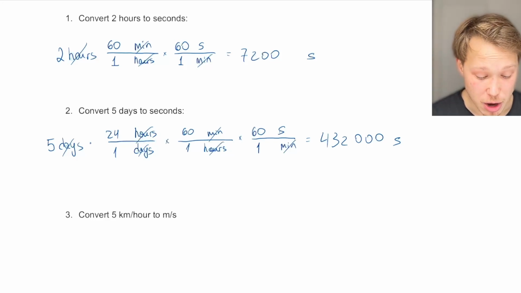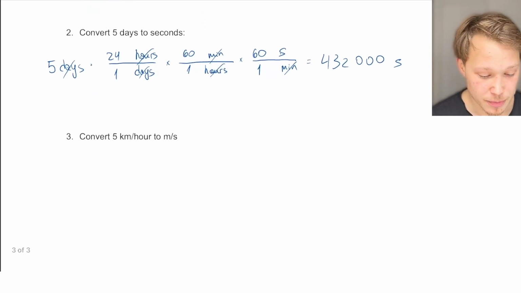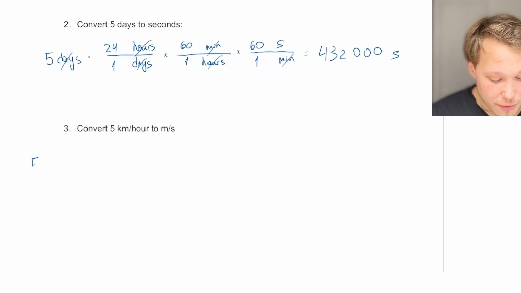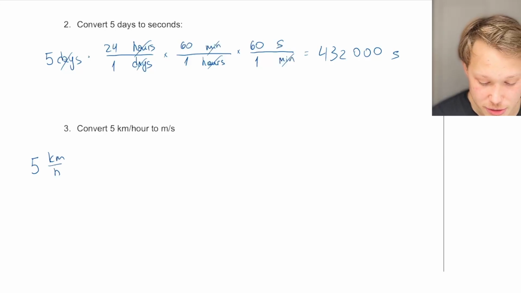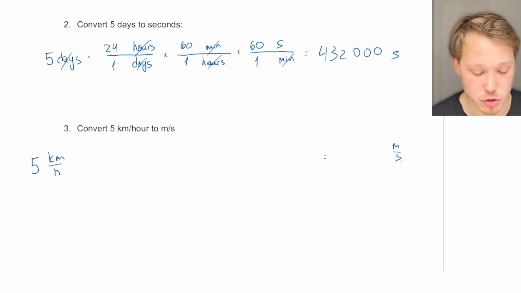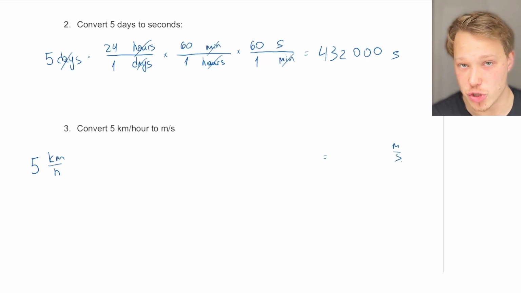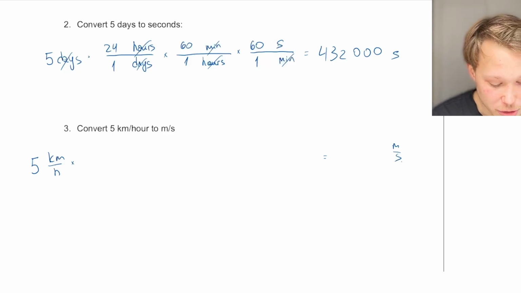Now this final problem is going to be a little bit more complicated. We're going to convert 5 kilometers an hour to meters per second. So here we have 5 kilometers per hour to meters per second. The final unit should be meters per second. So there are 2 things that we really need to do. One is convert kilometers to meters. Another one is convert hours to seconds. So let's firstly do the kilometers one.